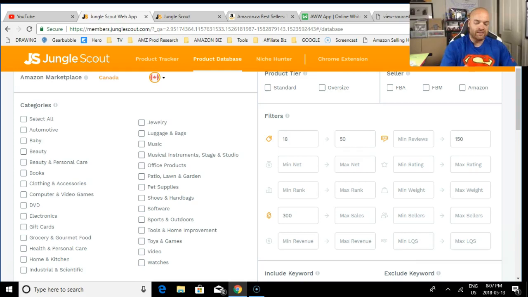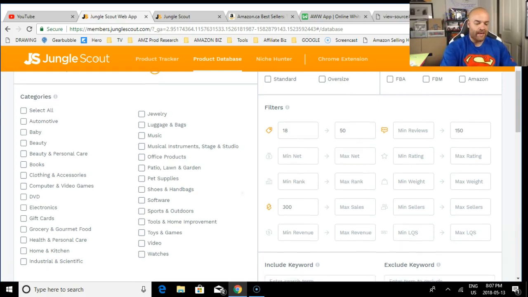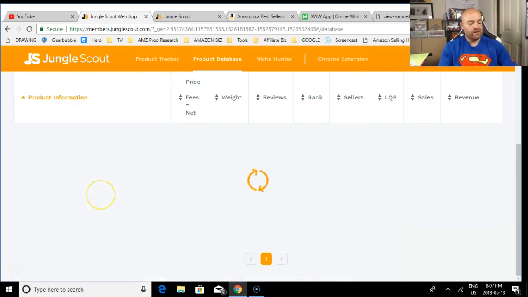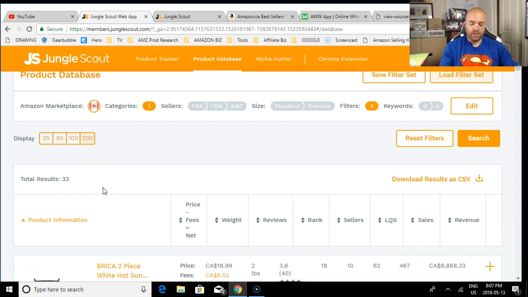Jungle Scout did a case study using baby as their product that they did the case study on, baby bath towel. So we'll toggle in baby, same metrics, and in baby we get 33. Obviously that's 10 times the numbers we've been seeing already, almost 9 times the numbers.